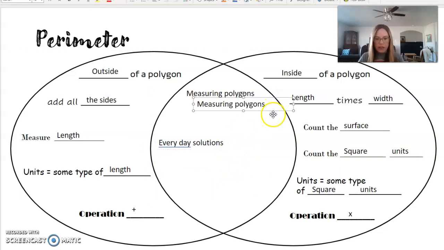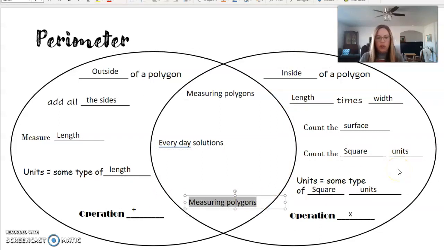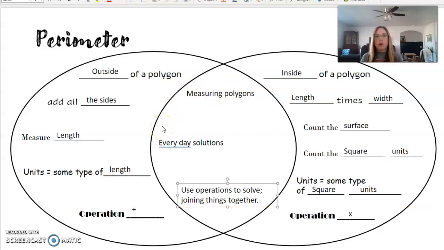Designing anything. So this is an everyday use, area and perimeter. And then finally, how do we find area and perimeter? Well, our operations are addition and multiplication. We use operations to solve, and both of them talk about joining things together, right? When we add, we join things together, and when we multiply, we join things together. Do you have anything else you would add to what they both have in common? I would love to see it.